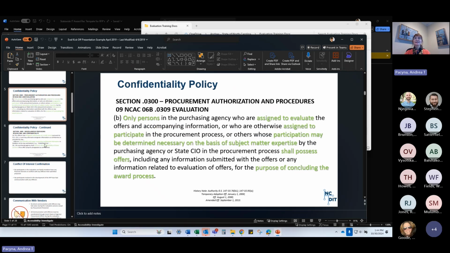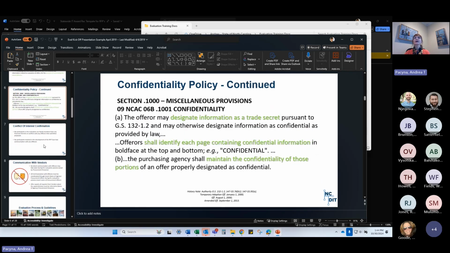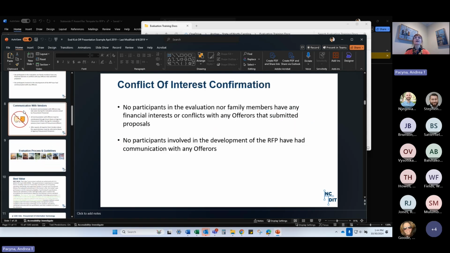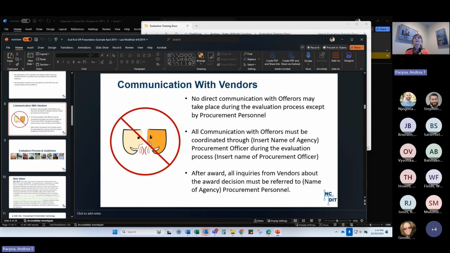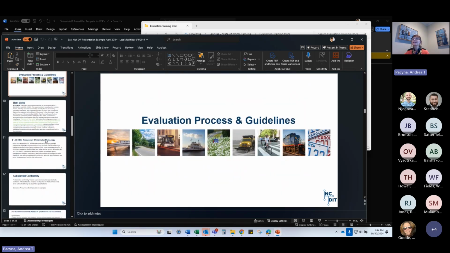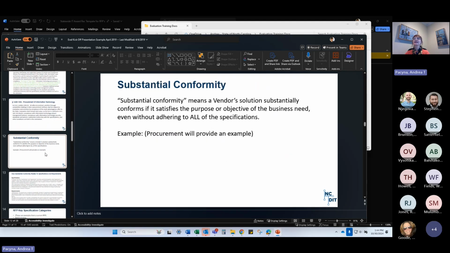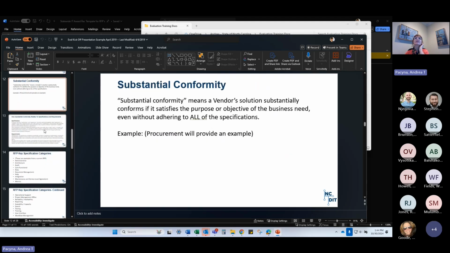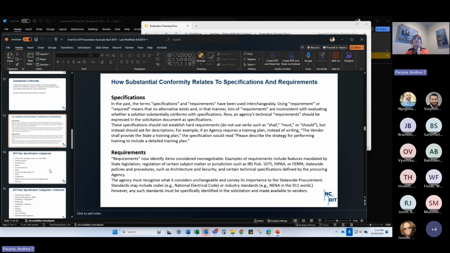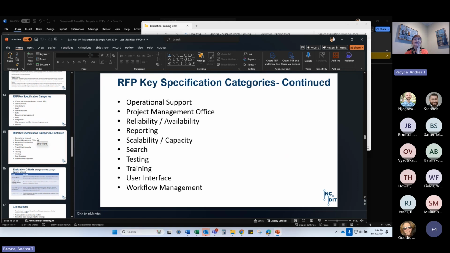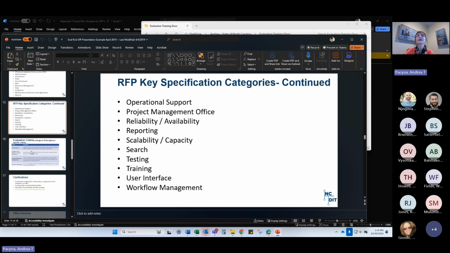Confidentiality policy. So this kind of sets the ground rules for their evaluation. That no one should have a conflict of information. You should have no communication with vendors. Here's the evaluation process and guidelines. Best value, we talk about that. Substantial conformity, we explain what that all is. We say the difference between requirements and specs. And this was just the key spec categories in this particular award. You could tweak it, or you could actually make your agency person tweak it if you'd like.